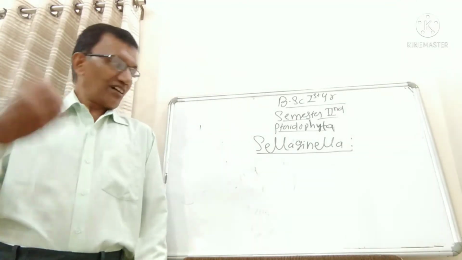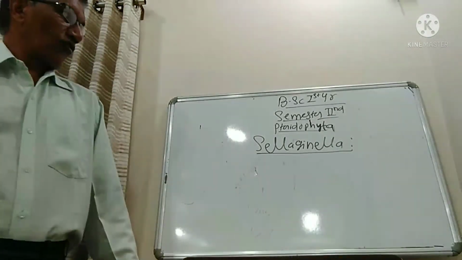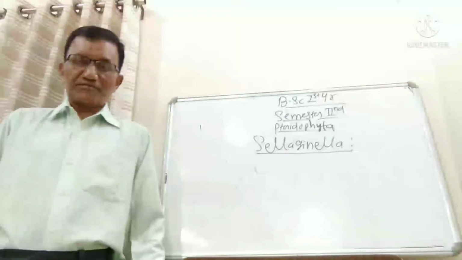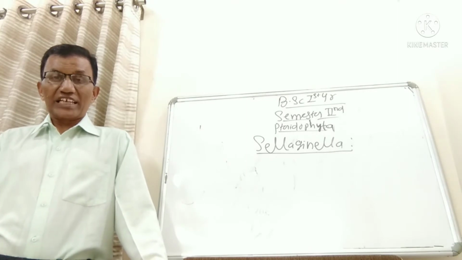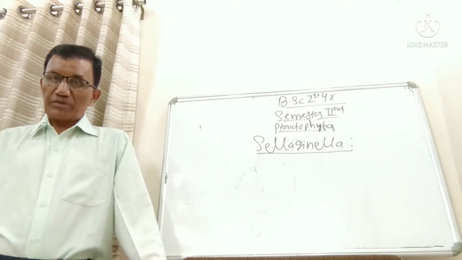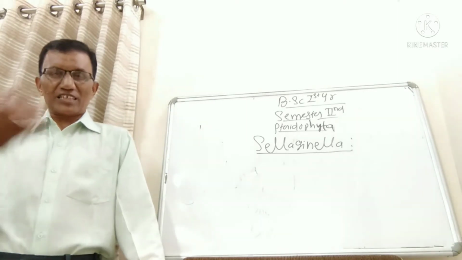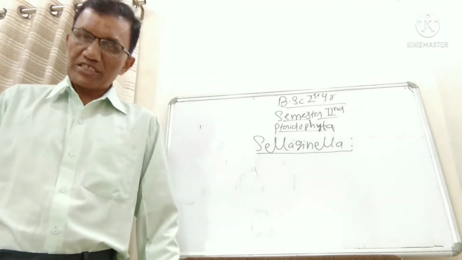While explaining the external characteristics of the plant body of Selaginella, the stem is evergreen and weak. The plant itself is evergreen. The stem is weak.